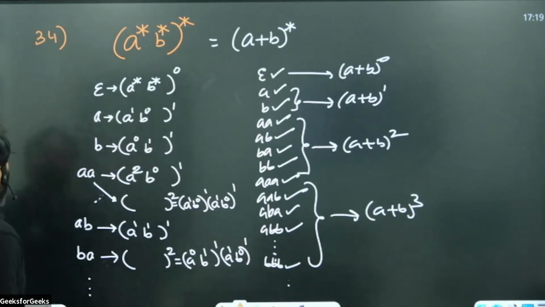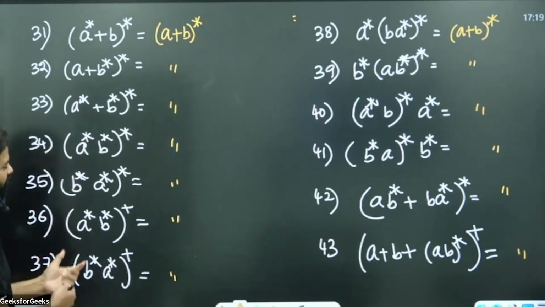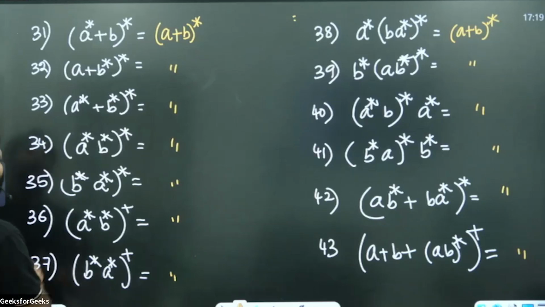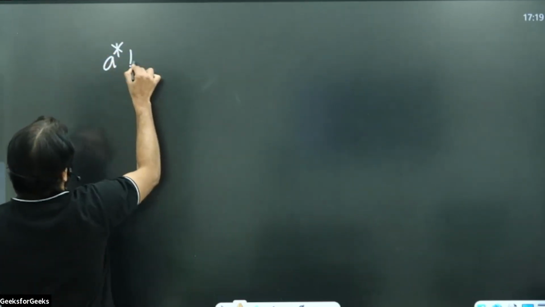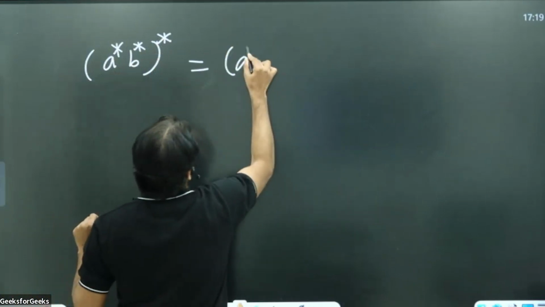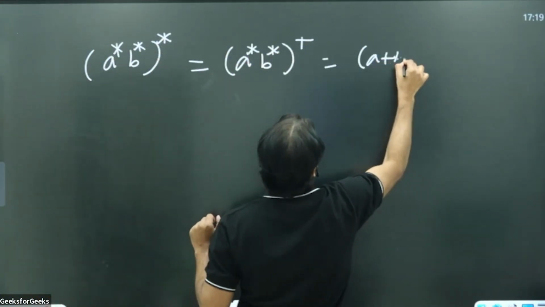34 is understood? 36. Both are same now. Only epsilon, how do you get? Inside a power 0, b power 0. 36 and 34, both I'll compare. What is the difference? How is this equal to (a* b*)+? How are they equal to (a + b)*?